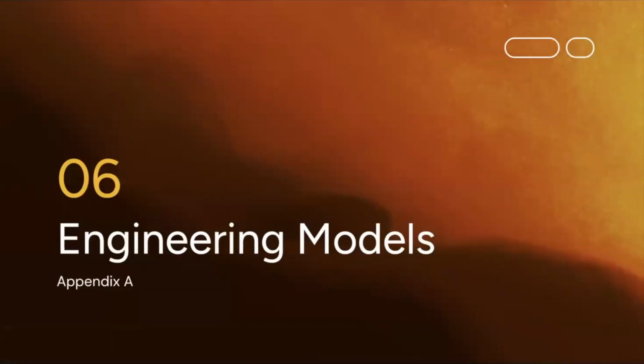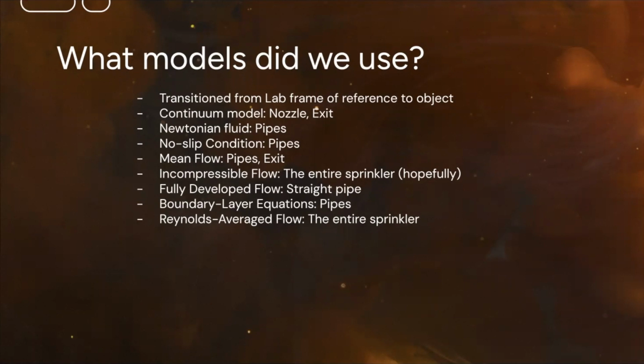Lastly, these are the engineering models we used from Appendix A. First, we transition from lab frame of reference to object frame of reference. We use the continuum model at the nozzle and exit, the Newtonian fluid model, and the no-slip condition in the pipes. We used mean flow in the pipes and the exit. We used incompressible flow in the entire sprinkler. We used fully developed flow in the straight pipe. We used boundary layer equations in the pipes. And lastly, we used Reynolds averaged flow in the entire sprinkler.